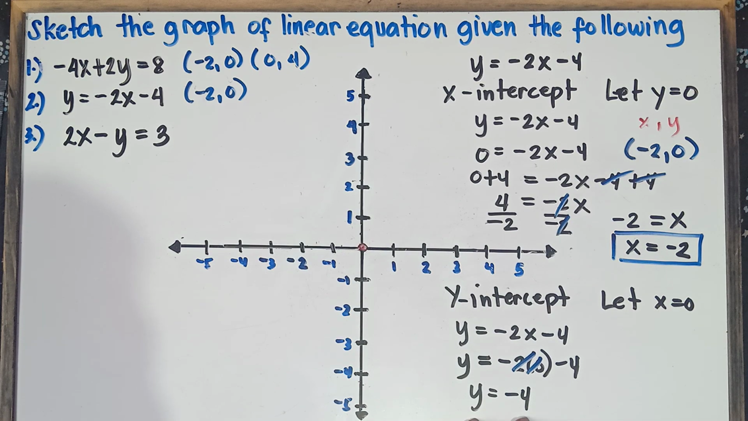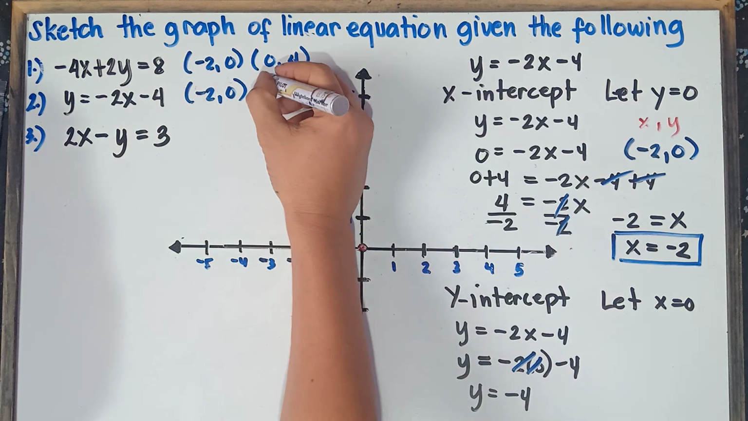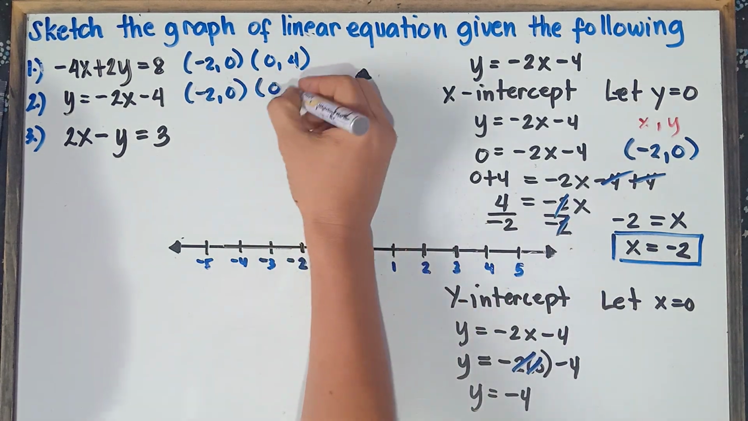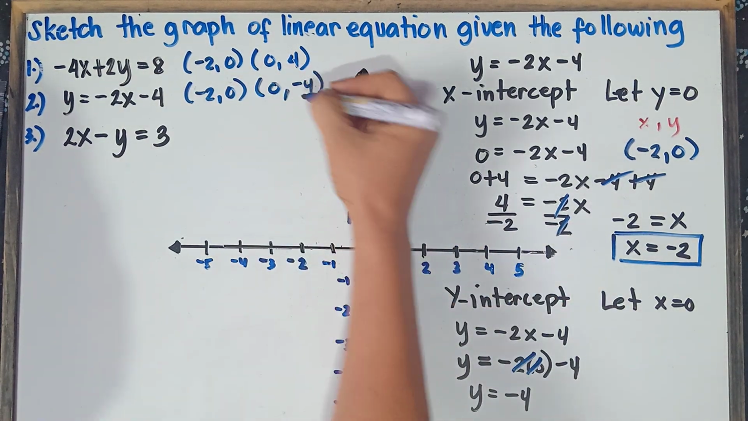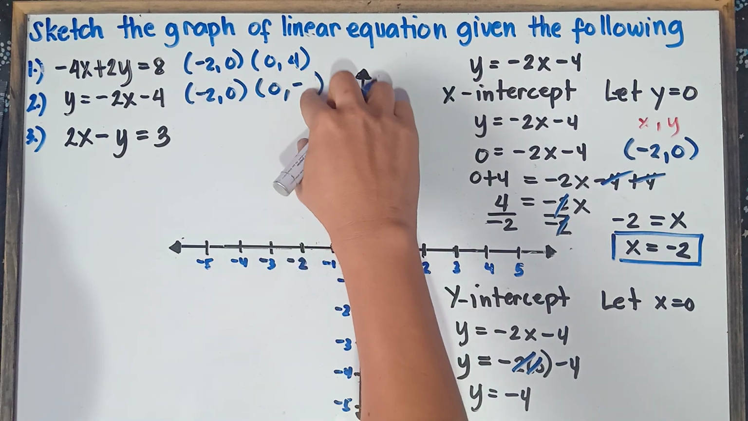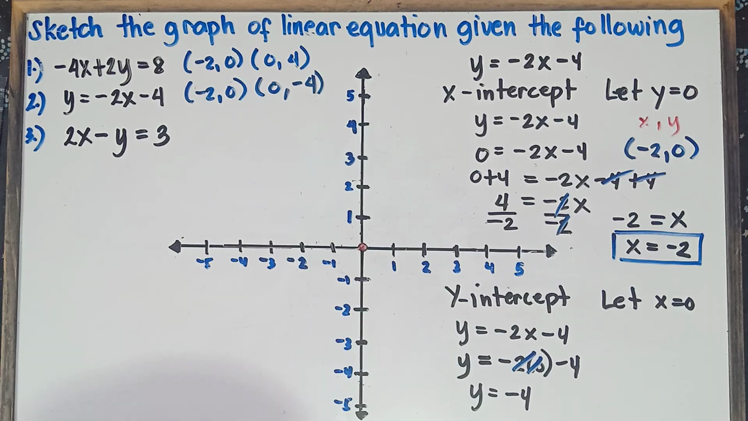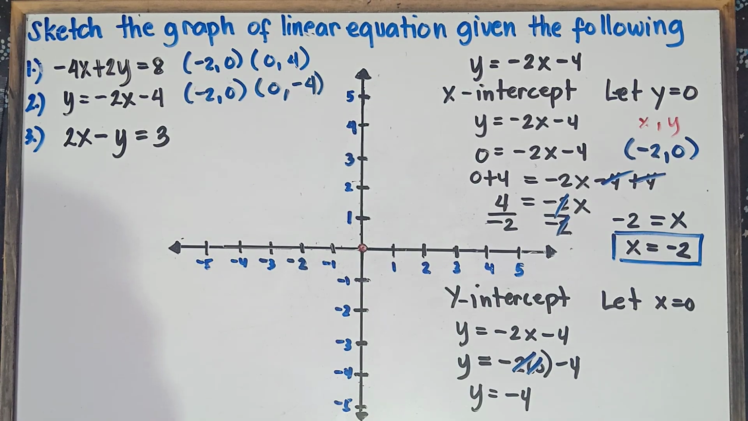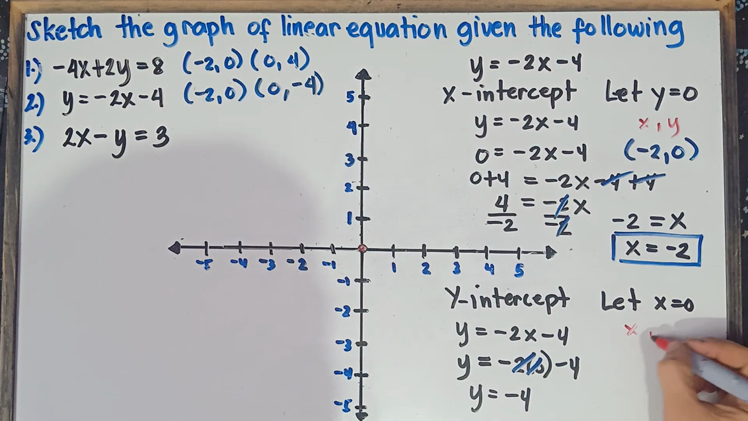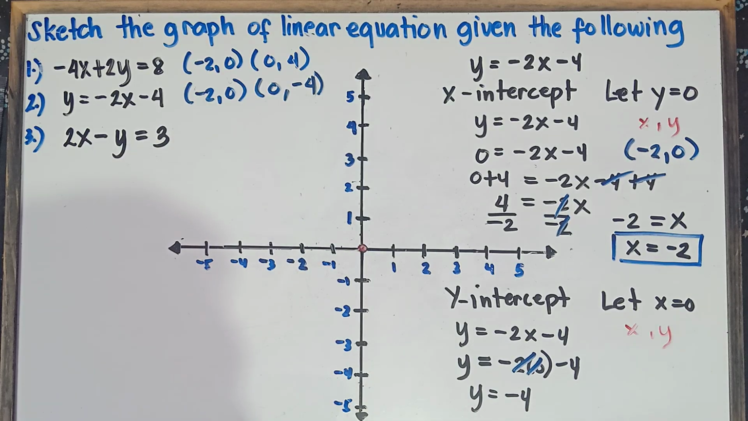And the ordered pair for the y-intercept is x is 0 and then y is negative 4. So the ordered pair, x and then y: 0 for x and negative 4 for y.